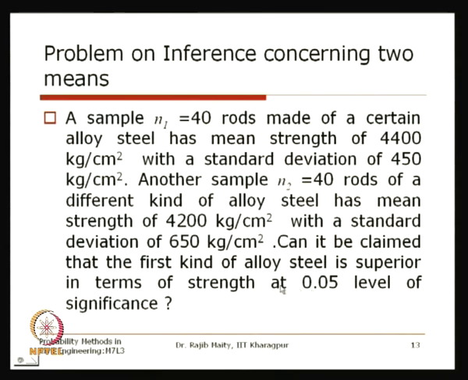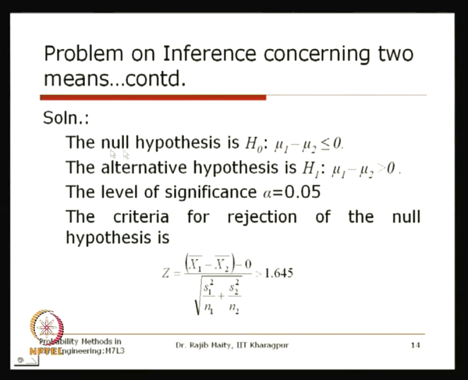Numerically, if I just take the means, then I can say that 4400 is greater than 4200, but we also have to see the spread, the standard deviation: here it is 450 and here it is 650. So statistically we have to test whether the first alloy steel is really superior to the second one. Here the null hypothesis is that mu1 minus mu2 is less than or equal to 0, where we have placed delta equals 0. The alternative hypothesis is that mu1 minus mu2 is greater than 0. That means we are testing whether mu1 is greater than mu2 or not, and the significance level is 0.05.